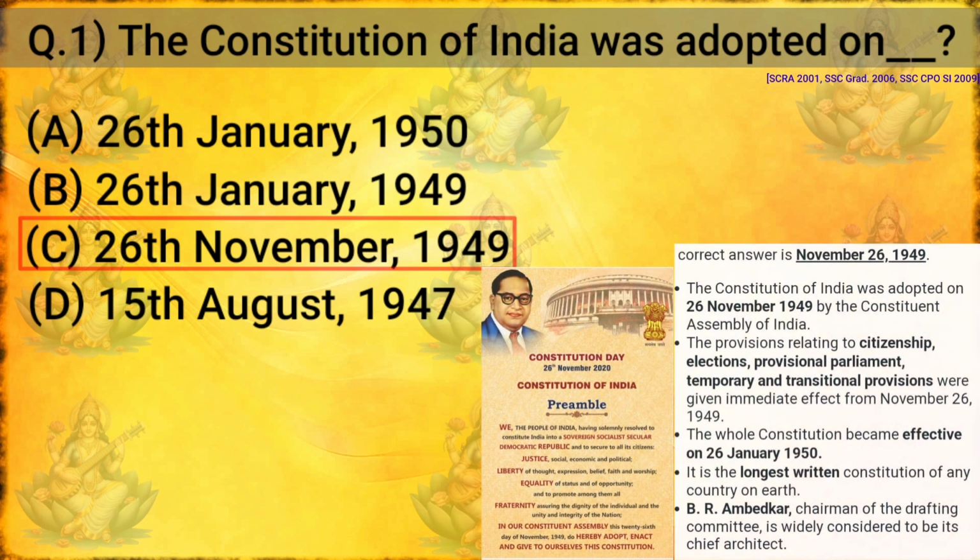The Constitution of India was adopted on 26 November 1949 by the Constituent Assembly of India. The provisions relating to citizenship, election provisions, and temporary and transitional provisions were given immediate effect from November 26, 1949. The whole Constitution became effective on 26 January 1950. It is the longest written constitution of any country on earth. Dr. B.R. Ambedkar, chairman of the drafting committee, is widely considered to be its chief architect.